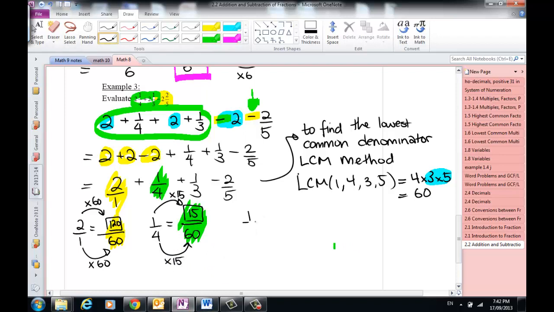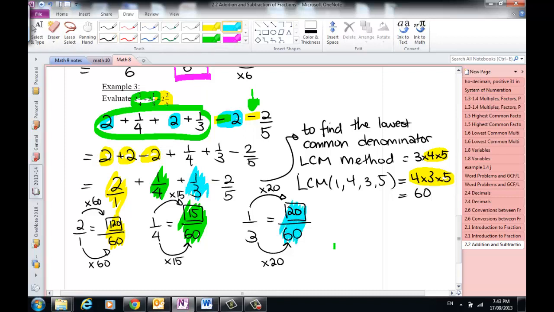Alright, we've got 2 more to do. 1/3. I want to write it with a denominator of 60. And the nice thing again is if I go back over here, notice that I can reorder this number as 3 times 4 times 5. So 3 multiplied by 4 times 5, well, 4 times 5 is 20, so 3 multiplied by 20 is 60. 1 multiplied by 20 is 20. I've now rewritten 1/3 as 20 over 60.